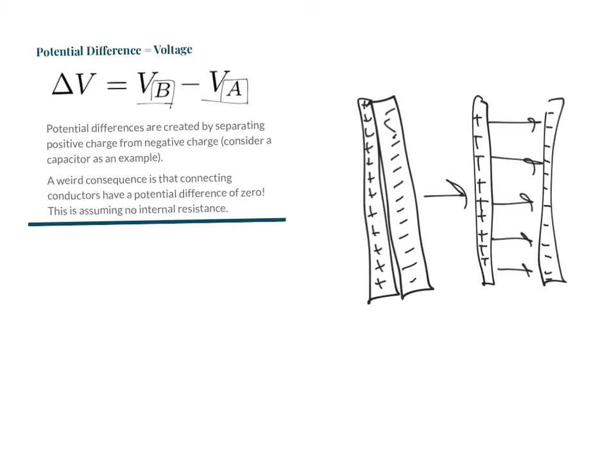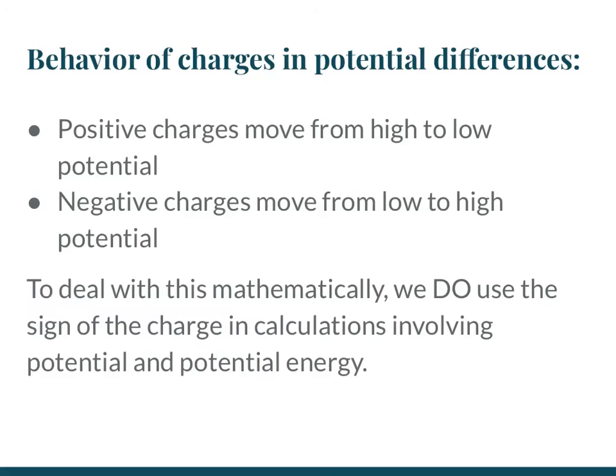A kind of odd consequence of this is that when any conductors are connected, they're going to have a potential difference of 0 because the charge spreads out evenly over the whole thing, so there's no separation of charges. And that is, of course, assuming no internal resistance, because as we'll see when we get to circuits, things that do have resistance do have a separation in charge, and we'll look at it when we get to it. Right now, we're just going to assume there is no internal resistance.